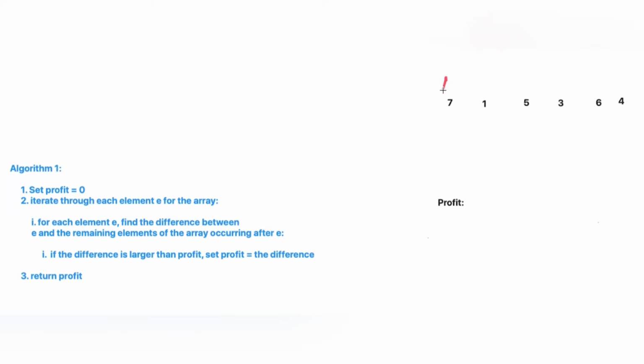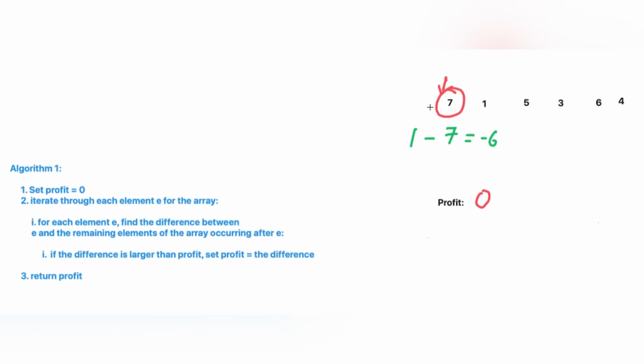Suppose we start from here. As per the algorithm, we will set the value of profit to 0 initially, and we'll start from here, and for each element of the array, 7 in this case, we are going to again iterate through the remaining array and check if the profit is greater than the existing value. So for 7 we are going to compare with 1 first. So 1 minus 7 is equal to minus 6, so this is a negative value.